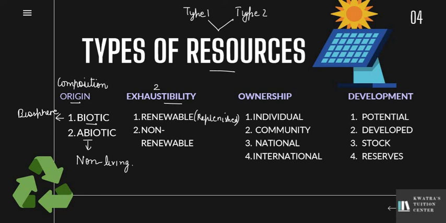For example, water, solar energy, or wind energy. All these resources are capable of renewing themselves, so we don't have to worry about their stock. But on the other hand, non-renewable resources are those resources which will get exhausted after a period of time.